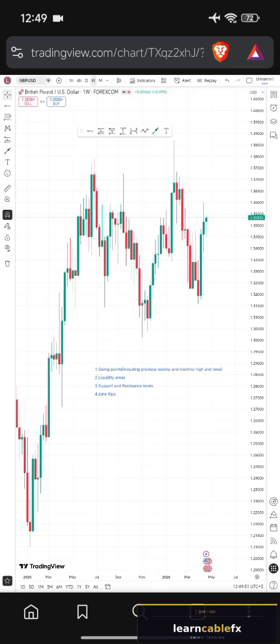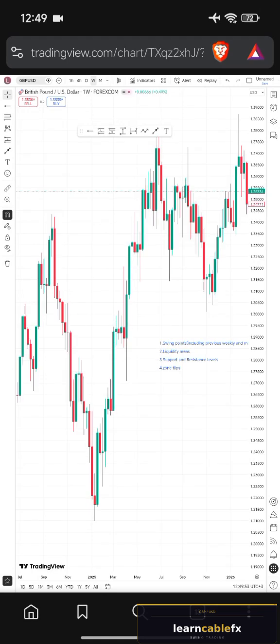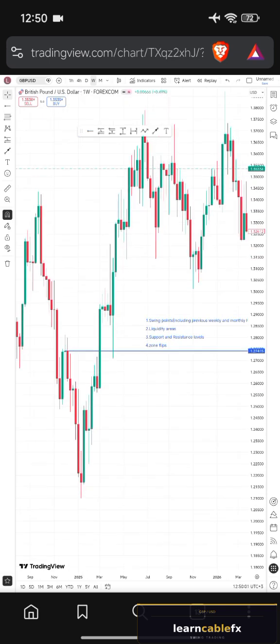Another example of a resistance was this level over here. As you can see, price retested and it went all the way.